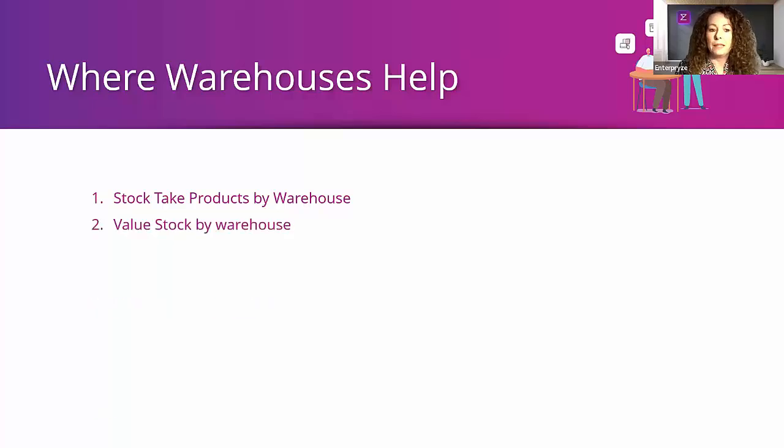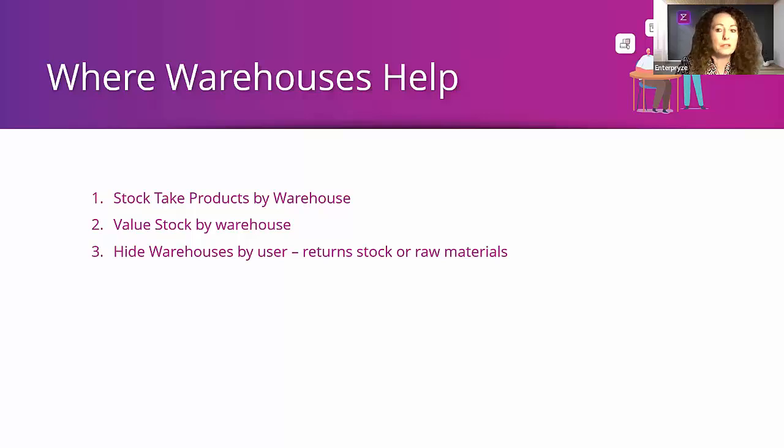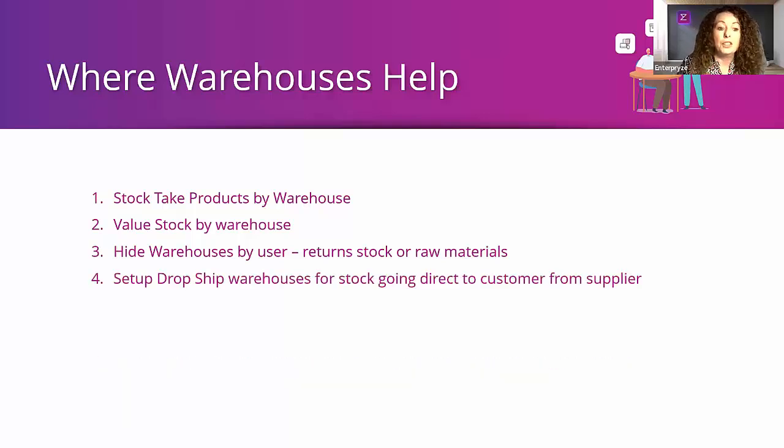Of course, you can run valuation to see what the value of stock is by warehouse. You can also control access to warehouses, so you can hide warehouses by user. Perhaps you don't want them to see return stock or where raw materials reside, for example. You can set up a warehouse as a drop ship. So that is where stock is not coming into your premises, it's going directly from the supplier to the customer. So a drop ship warehouse can be just selected on the warehouse setup.